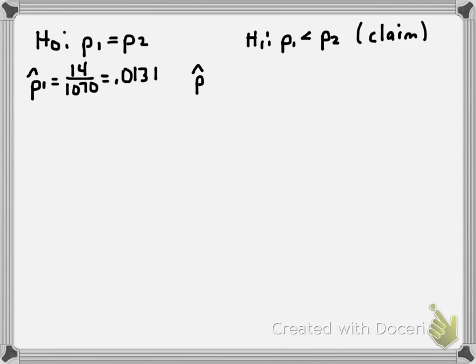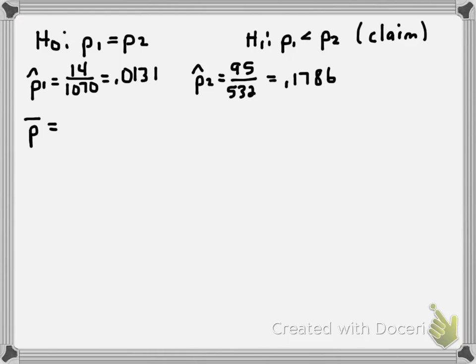P hat 2. There were 95 children who got the flu out of 532. Working that out and rounding to 4 decimal places, you should end up with 0.1786. So pooled P is where we group the two samples together.